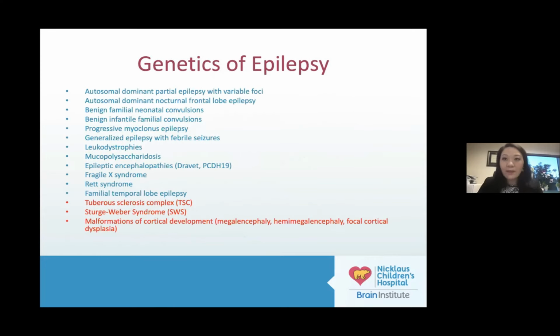The genetics of epilepsy is quite complex, and we have actually made great progress in the understanding of the genetics of epilepsy over the past couple of decades. And many large and comprehensive pediatric epilepsy programs, like the one at Nicholas Children's Hospital, have made genetic panels and genetic testing standard of care for workup of patients who present to our center.